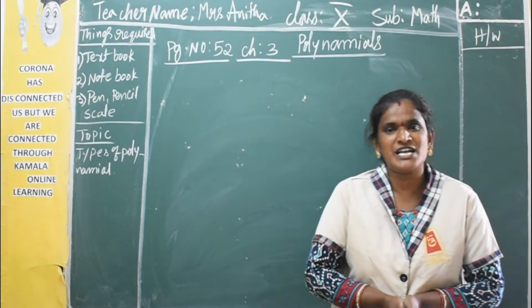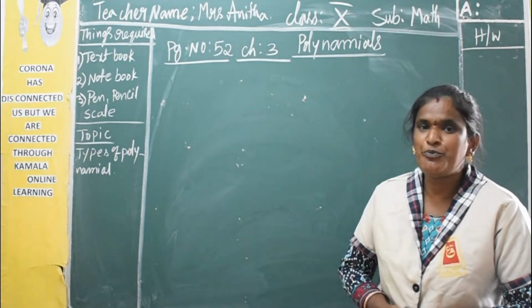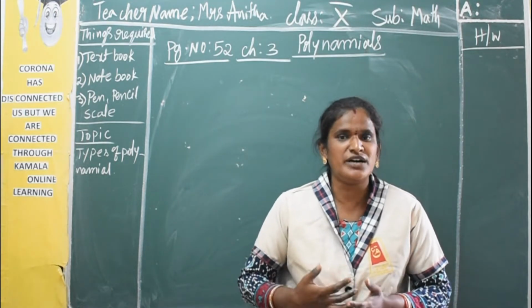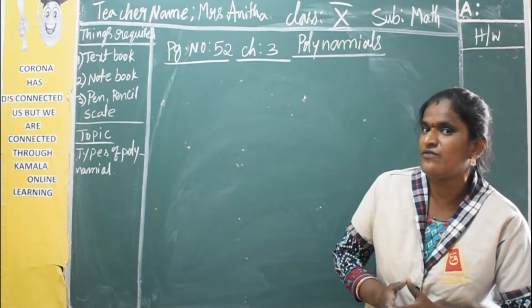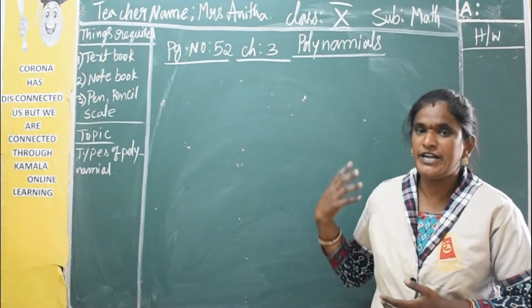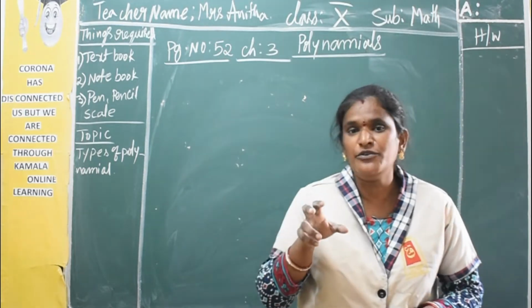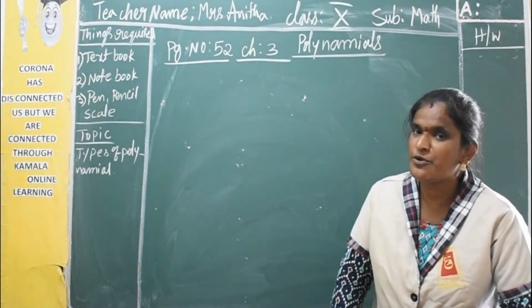Already in the previous class we learned about polynomials. So what's the meaning of polynomial? How many types of polynomials are there? These all things we learned in 9th class. Now we are going to go once again through all the definitions. So I'm going to start. What is the definition of polynomial?